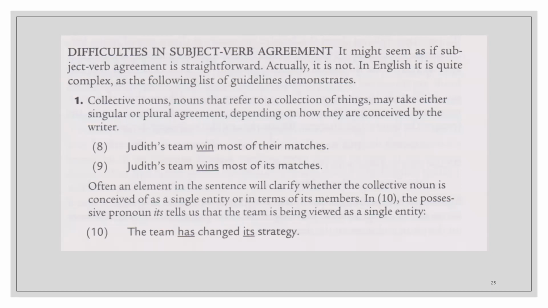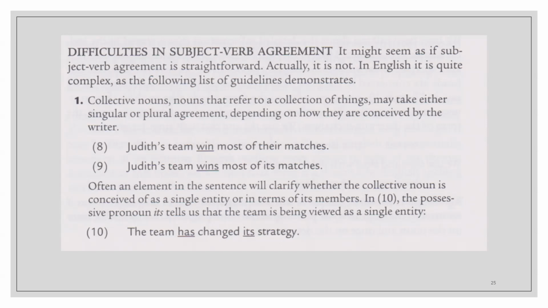Collective nouns are nouns that refer to a collection of things. And a collective noun can take a singular or plural agreement, depending on how they are conceived by the person speaking or writing. In example 8, Judith's team win most of their matches. In example 9, Judith's team wins most of its matches.